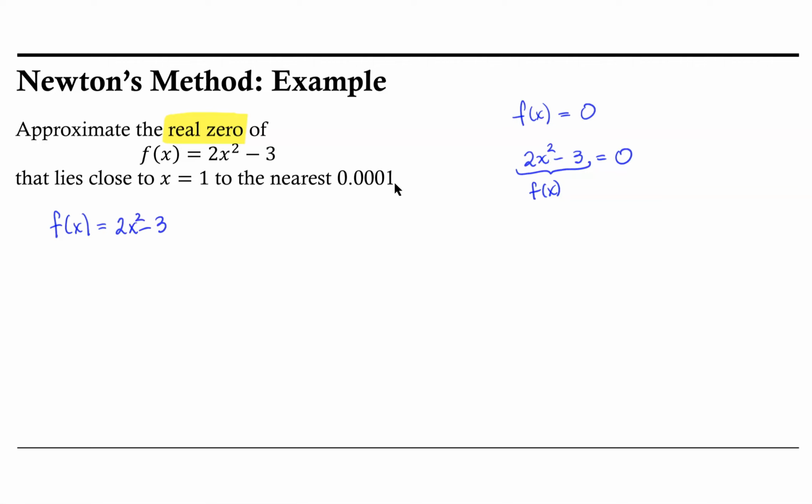Recall that as part of Newton's method, we need the derivative of this function. So f prime of x equals the derivative of 2x squared minus 3, which is 4x. And we need our first approximation. Probably the easiest, maybe even the most obvious thing to do, is that we want our solution to be close to x equals 1, so we will let our first approximation simply be 1. With those details in mind, we're ready to put this into a spreadsheet.